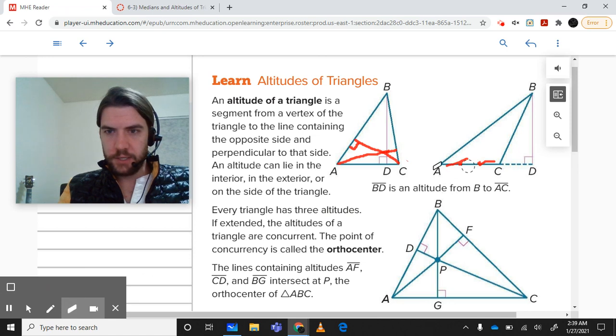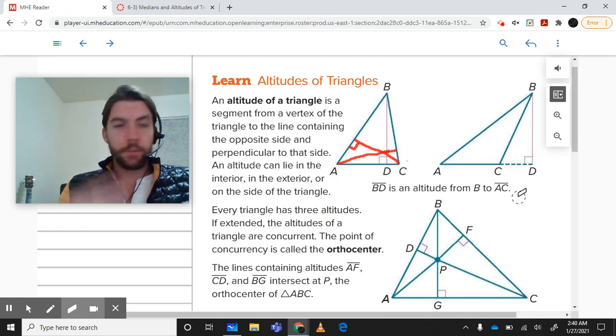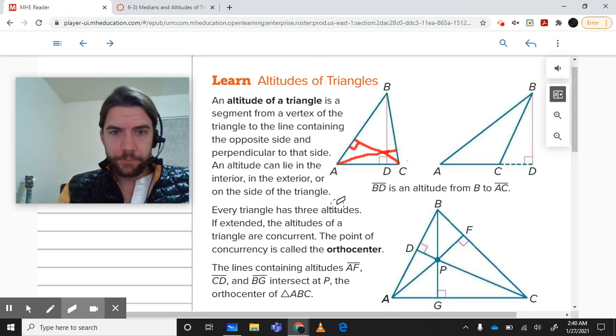But if you continue that AC line out, you make this little dotted line, then you can have your altitude be perpendicular to it. So it's still following that rule, and it's still measuring the height of our triangle. Sometimes these altitudes are drawn on the inside, sometimes on the outside, but they're basically just saying how tall is it, right? That's what altitude means. Like if you're going somewhere with a high altitude, you're going up in the mountains or something, you're going up high.